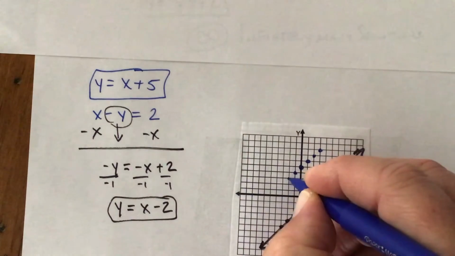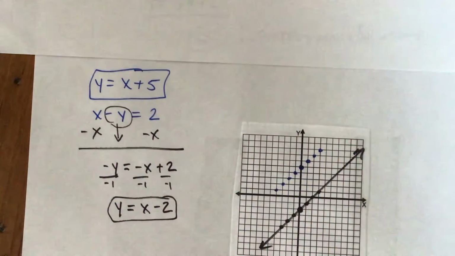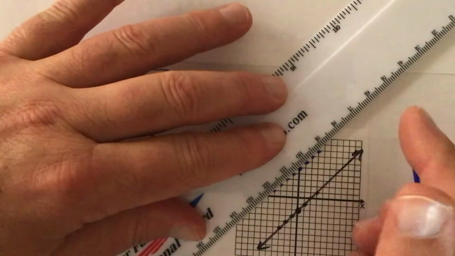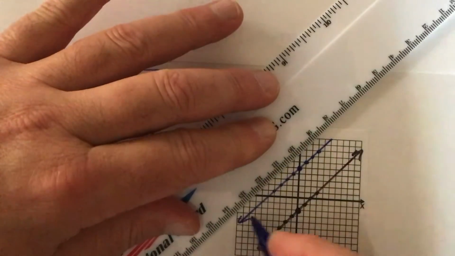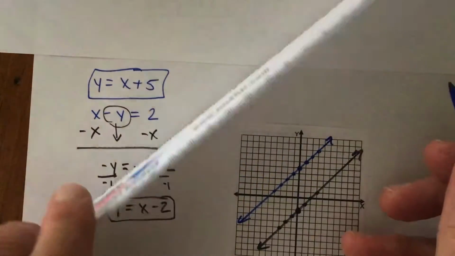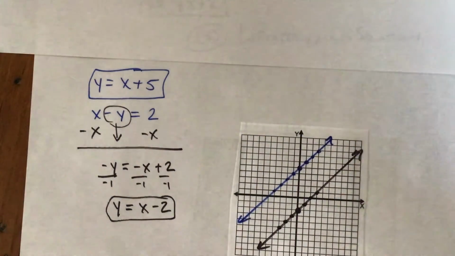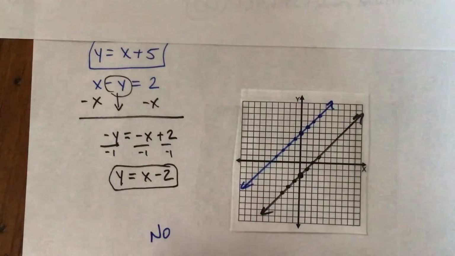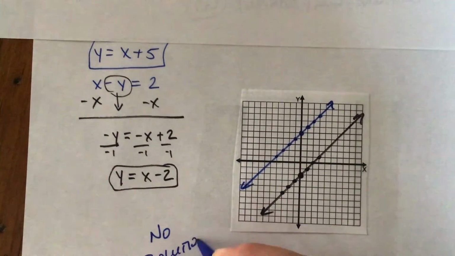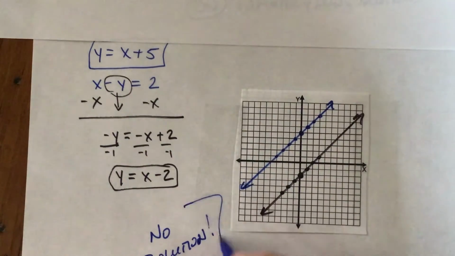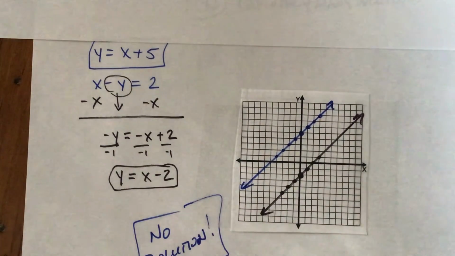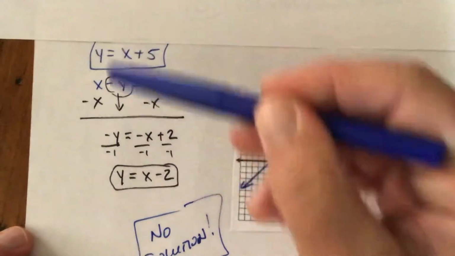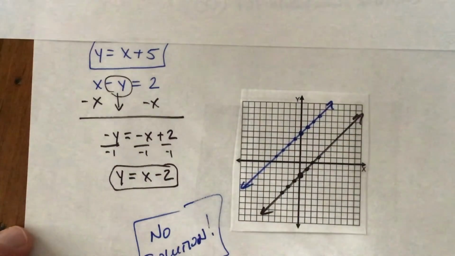Hint, hint. Same slope. What lines have the same slope? You guessed it. Parallel lines. So since we have parallel lines here, that means these lines don't ever cross. They don't ever intersect. That means we have no solution. All right? Whoop. No solution. We do not have any number that we can plug in for x and add 5 to get y and subtract 2 to get the same y.